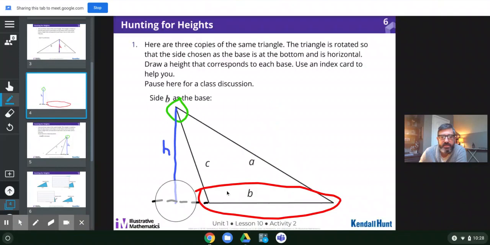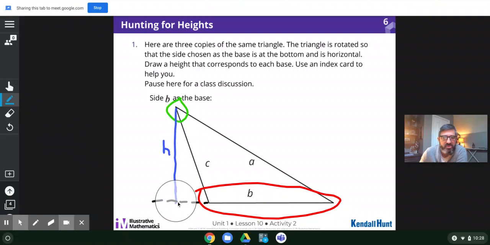In this example, we see our base B here. The opposite vertex, or the opposite corner, is here, circled with green. It does not fall directly above our base. So we have to draw that imaginary line out until it does fall above the base, and then draw our height down to the base that you see there.